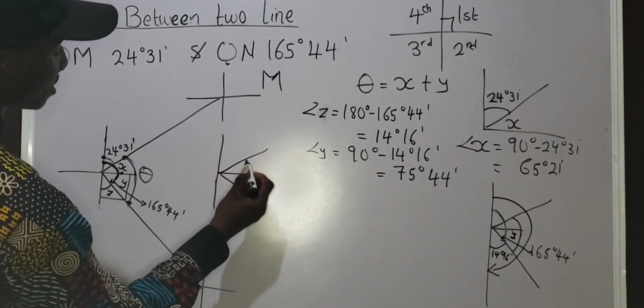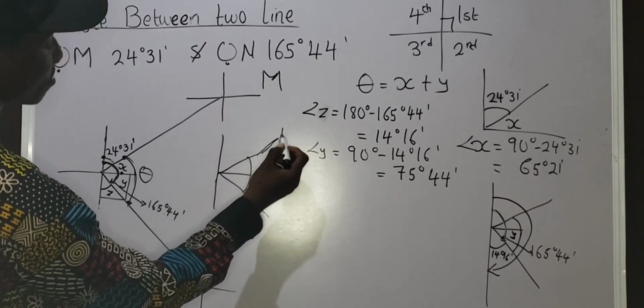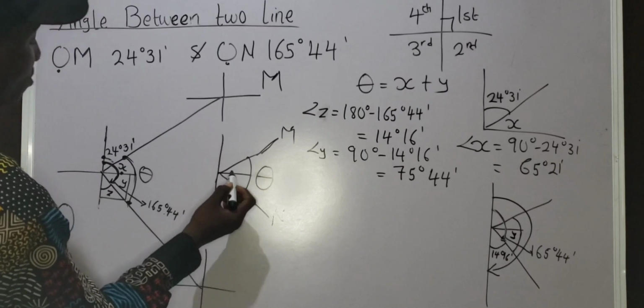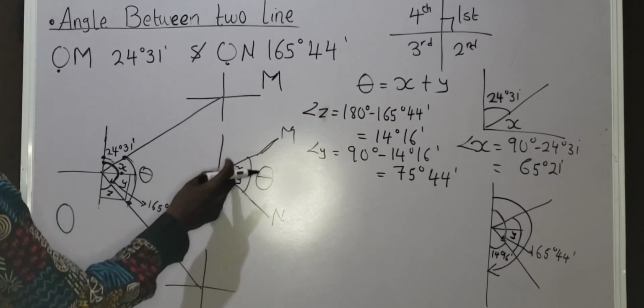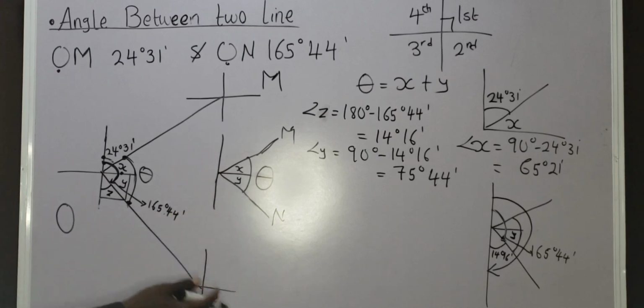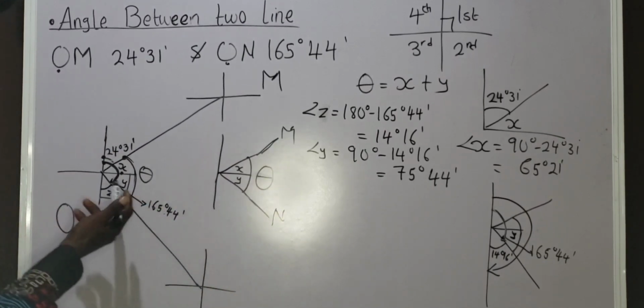Just like you have something like this. This is angle theta, the angle between line OM and line ON. I represent this angle as X and this angle as Y. So I have to calculate the value of X and Y so that I can sum them together to get the value of theta, which is the angle between line OM and ON. That is what I'm doing, okay?